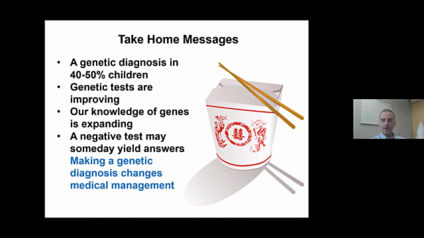One of the ways we can do this is by doing genetic tests and trying to find an answer for the why a child has their developmental delay, intellectual disability, or autism.